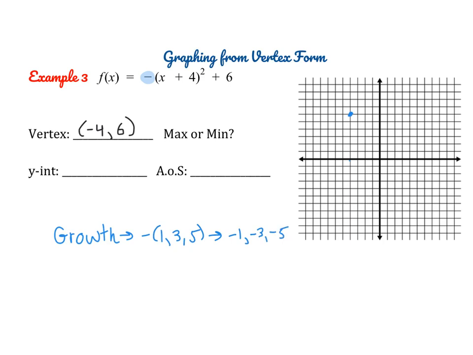So from our vertex, we go down 1 over 1, down 3 over 1, and then down 5 over 1, and then simply reflect it onto the other side. And then just connect your dots to make your parabola.